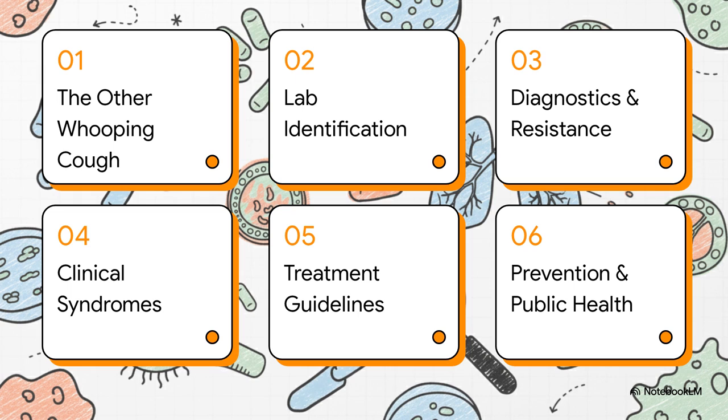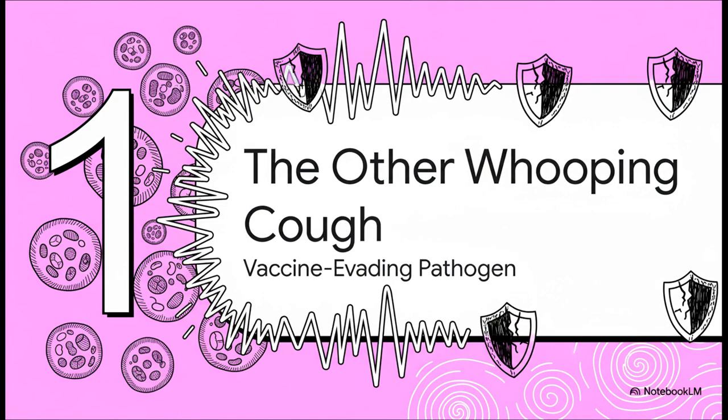So we've laid this out to follow the classic path from bench to bedside. We're going to start with the bug itself, then we'll walk through how to spot it in the lab, tackle some diagnostic challenges, then get into the clinical side of things, what the treatment guidelines look like, and finally wrap up with the big picture public health stuff. All right, let's kick things off with section 1.